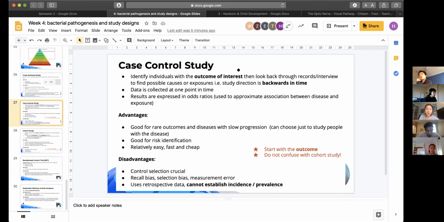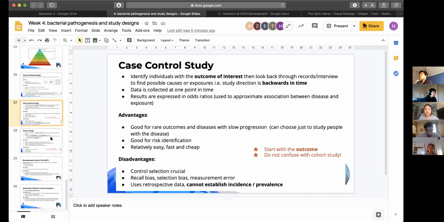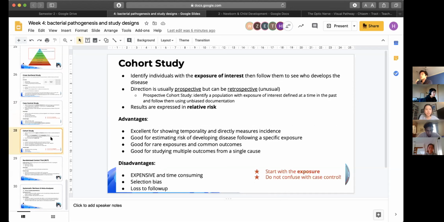However, because you're using retrospective data, so you're going backwards in time, you can't actually establish incidence and prevalence. So that brings us to the next study design, which is a cohort study. Now, I used to get these two confused, so I'm just going to preface, please don't get these two confused.